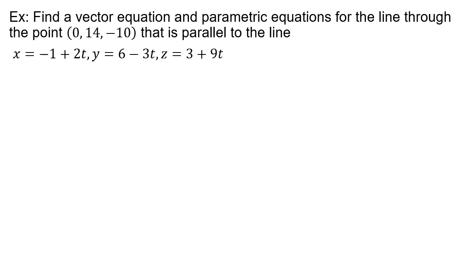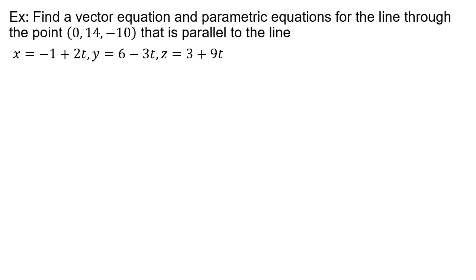Okay, this one says find the vector equation and the parametric equations for the line through the point 0, 14, negative 10 that is parallel to this line given in a parametric equation format. X equals negative 1 plus 2t, y equals 6 minus 3t, and z equals 3 plus 9t.